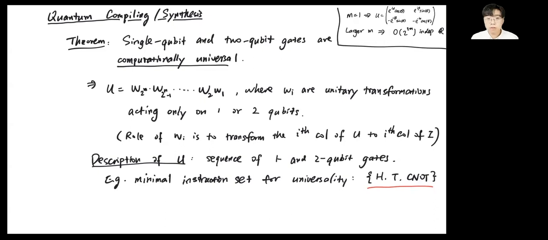Now, some of you might have noticed there is one more issue with this. With the construction given by the proof of the theorem, we would need an exponential number of 1 and 2 qubit gates. In particular, using the method in the proof sketch, we will need 2 to the m number of single or 2 qubit gates, which leads me to the notion of efficient quantum compiling.